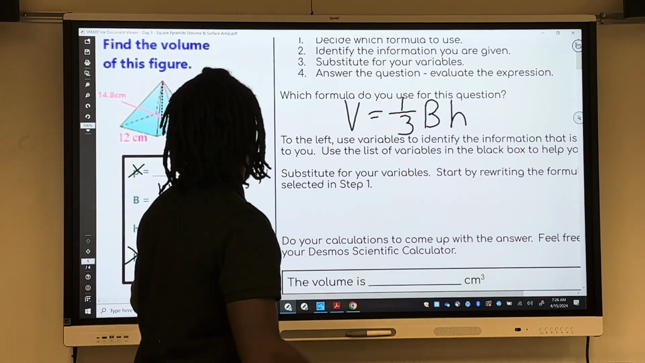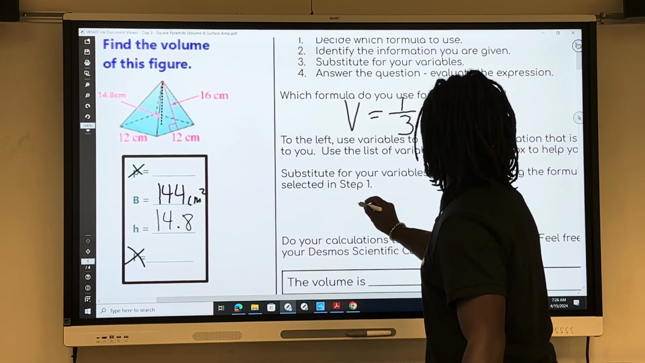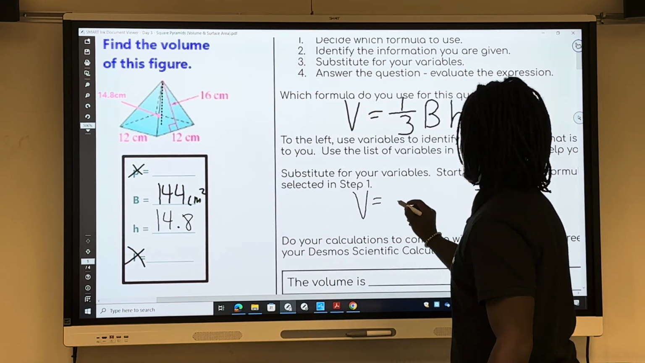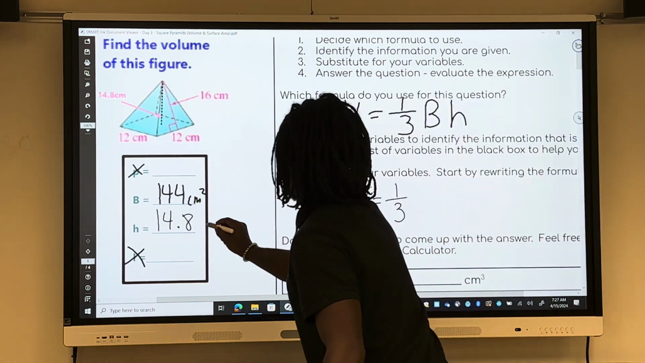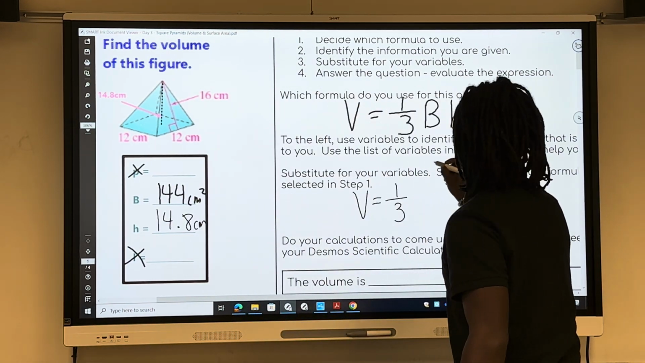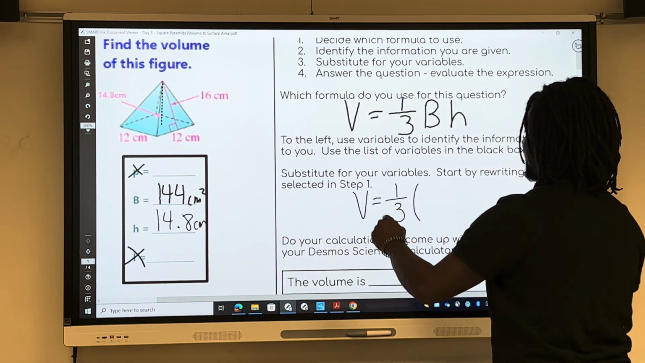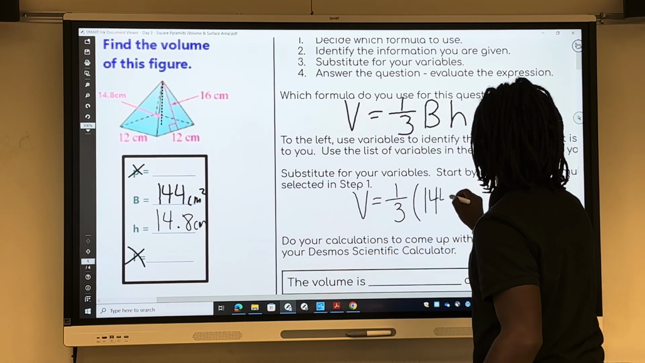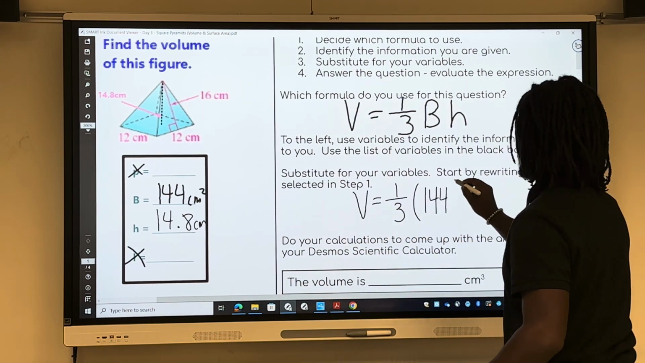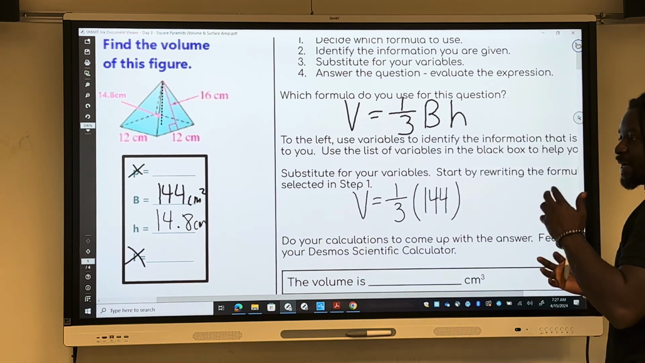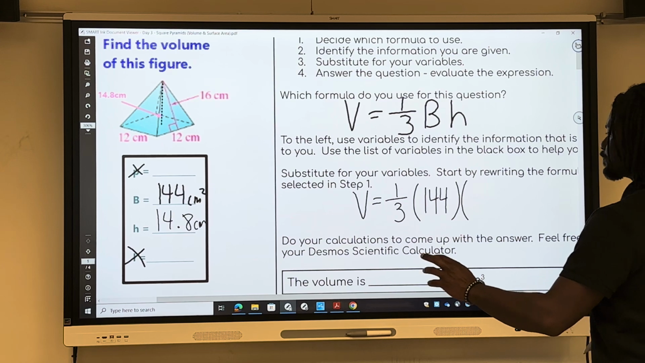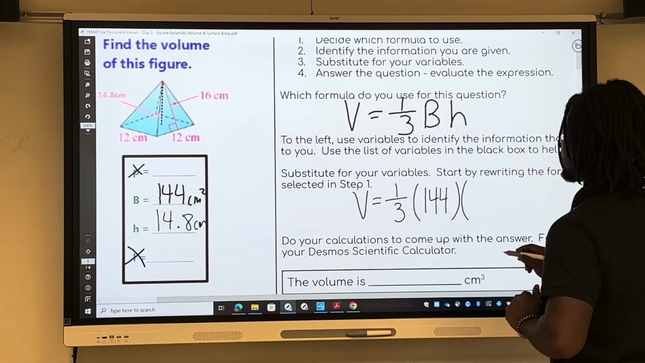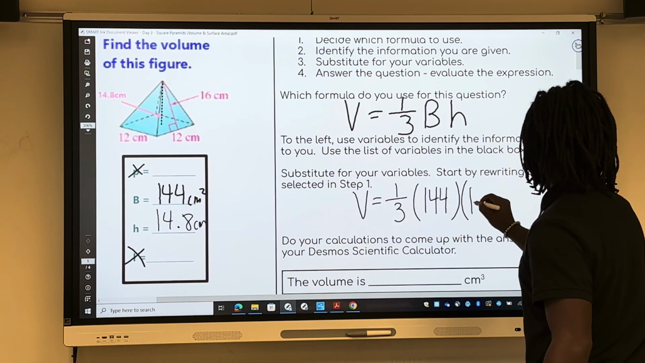All right, so now I have my information. Now I'm just gonna substitute it in. So we got 1/3 centimeters here. All right, we got the area of the base is 144. Okay, and that's centimeters squared, but for the purpose of multiplying, I'm not gonna put that there. And then I have the height is 14.8.